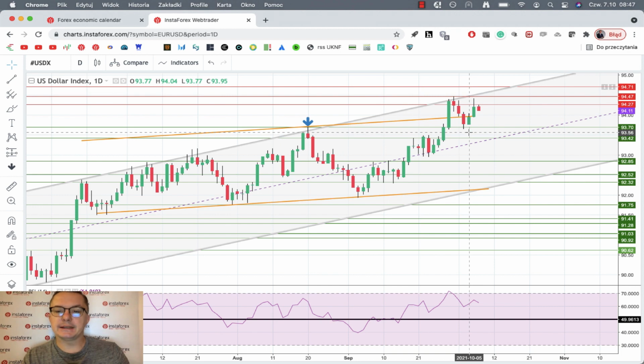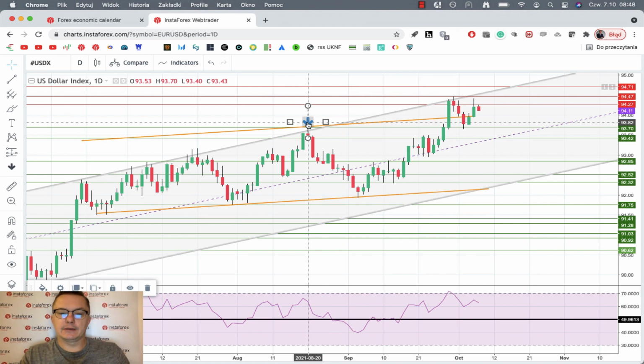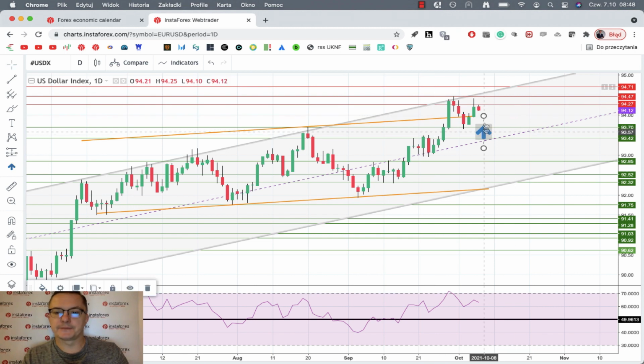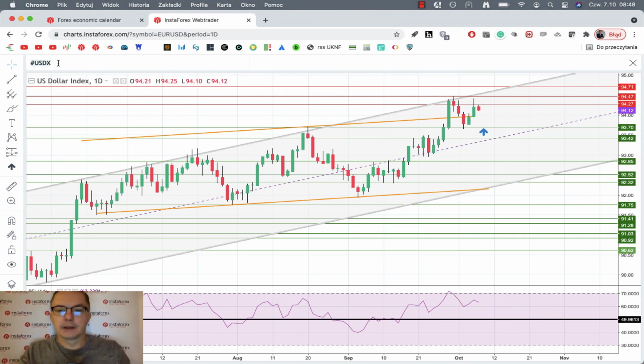Nevertheless, please pay attention to the level of 93.70, which is the technical support for the US dollar index. As long as this level is not clearly violated, we should expect another bullish trend, uptrend continuation by bulls. So I'm going to put my blue arrow here. There you go. This is the key technical support for the US dollar index in the near term.